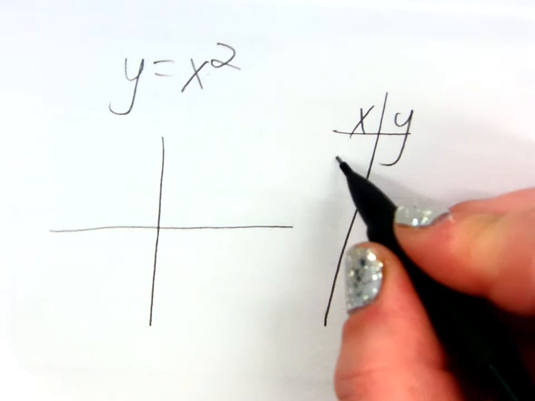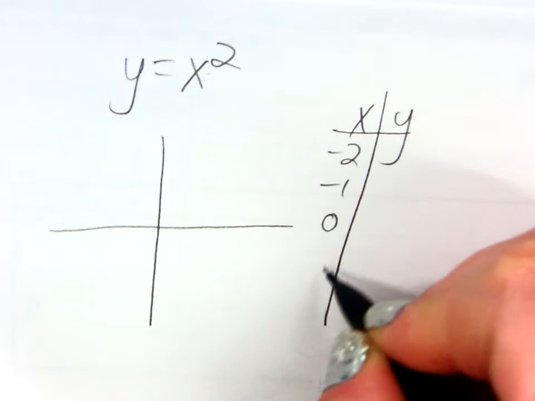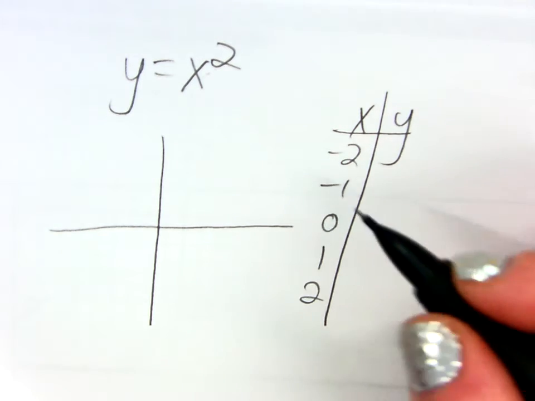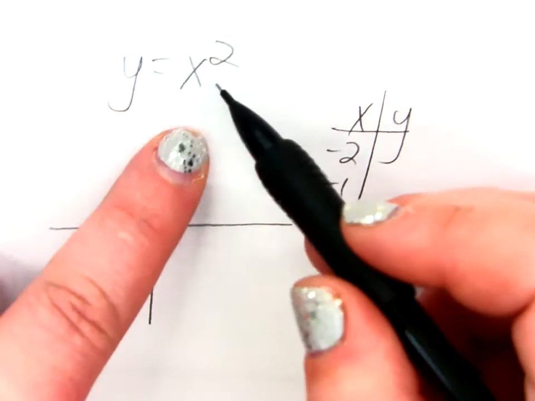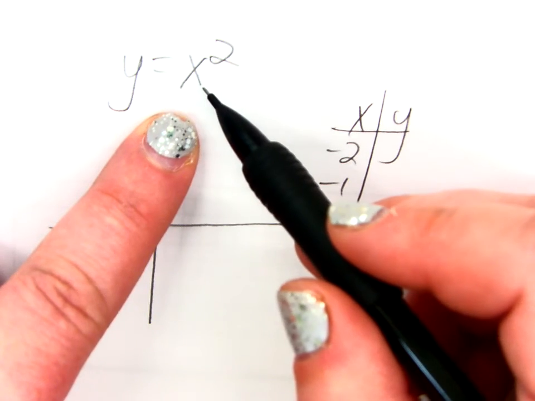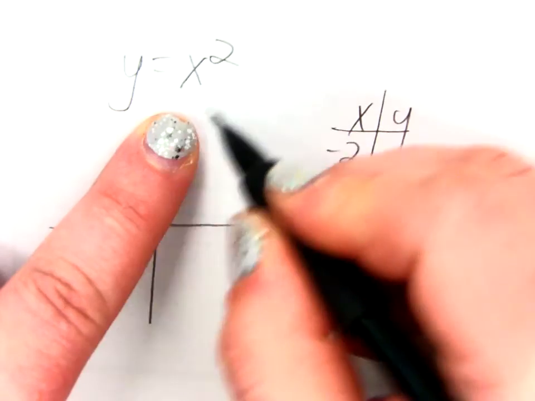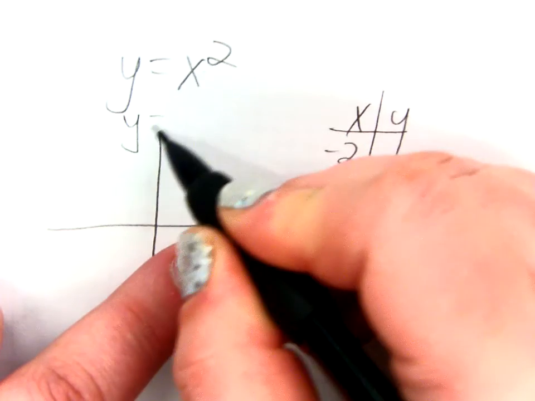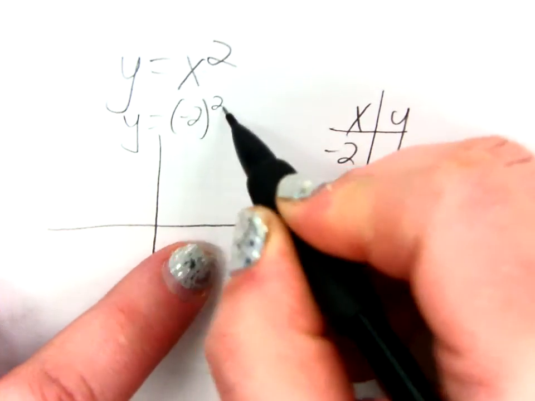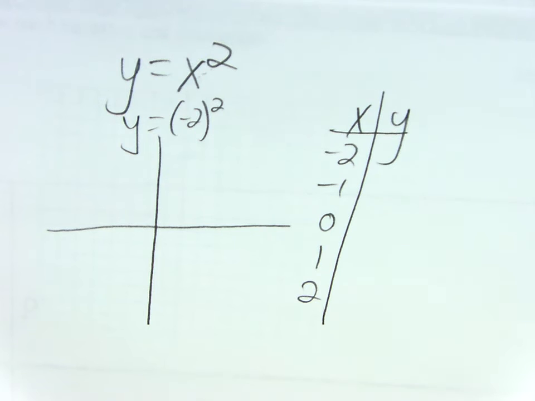Let's do the same thing. Let's plug in some negatives and some positives. So when you plug in -2 here, what you're really doing is y equals -2 squared. So that means -2 times -2. What's that? Positive 4.